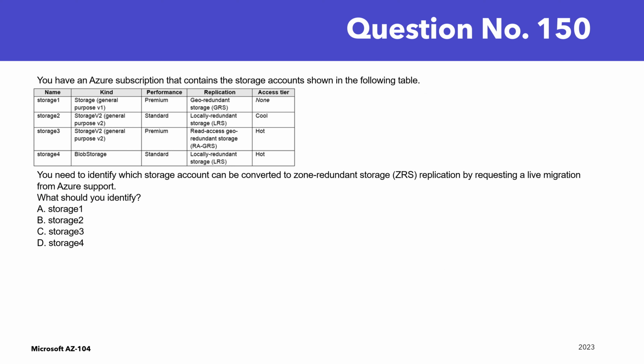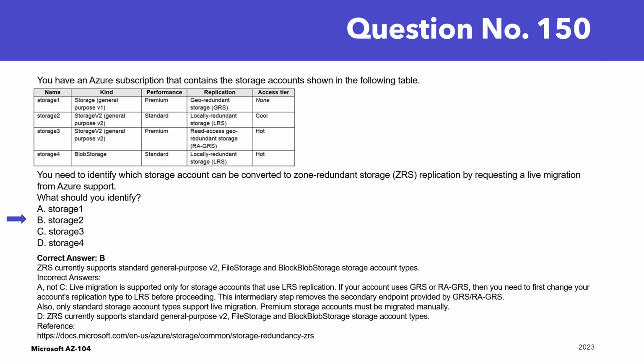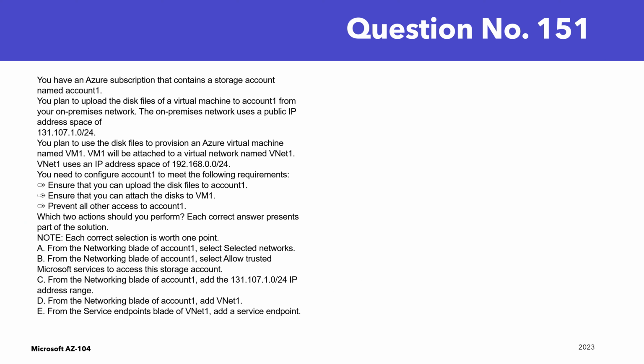You have an Azure subscription that contains the storage accounts shown in the following table. You need to identify which storage account can be converted to Zone Redundant Storage, ZRS, replication by requesting a live migration from Azure support. What should you identify? A. Storage 1. B. Storage 2. C. Storage 3. D. Storage 4. Correct answer: B.